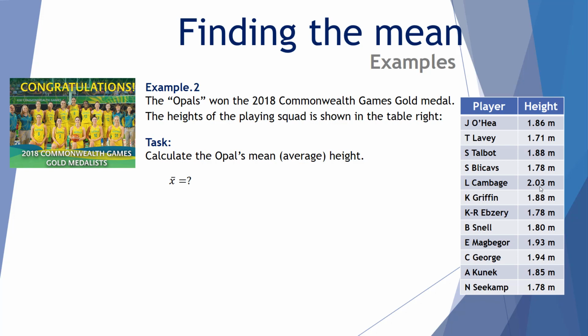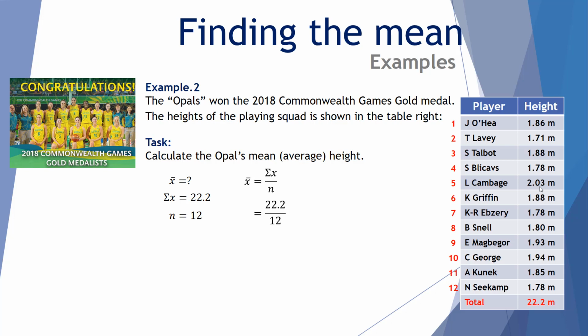Same steps again. x bar, this is a symbol we use for the mean. That's our question mark. The sum of all the heights of the women in this team is 22.2 meters, and the number of women in this team is 12. So to work out the average height of this team, we take the sum of all the individual heights and we divide it by the number of women in the team.